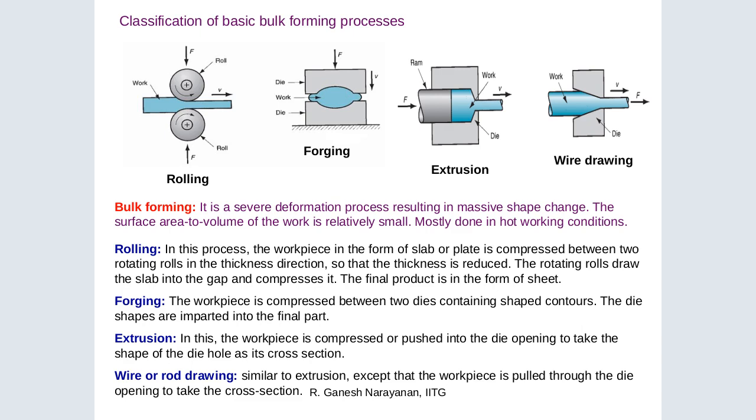So forging. What happens in the forging process? In forging, the workpiece is compressed between two dies containing a shaped continuous shape. Shapes are impacted into the final part.